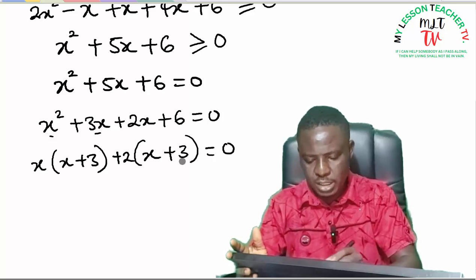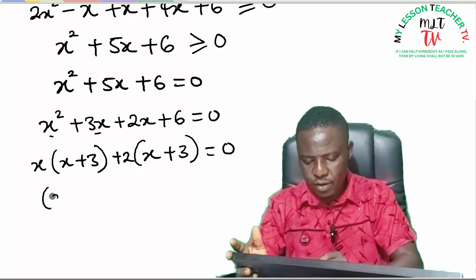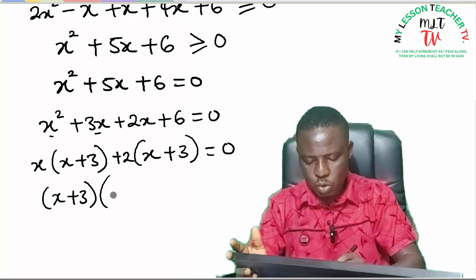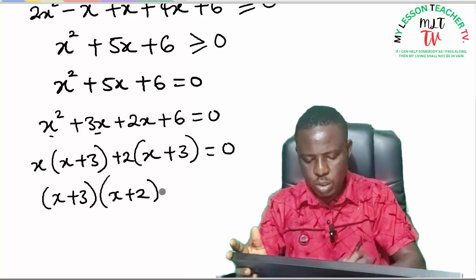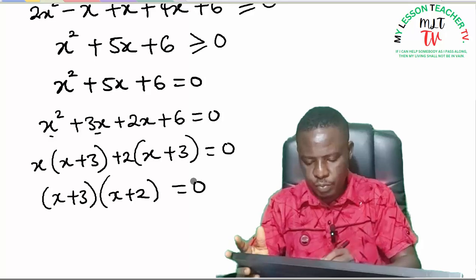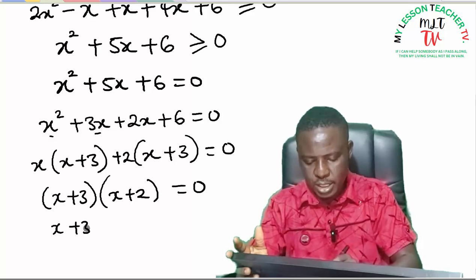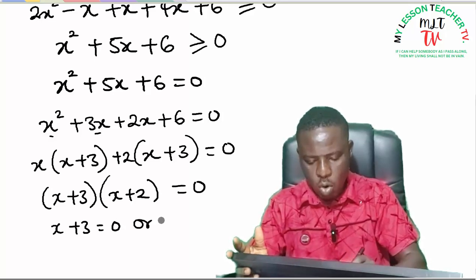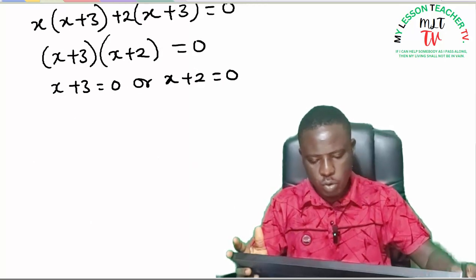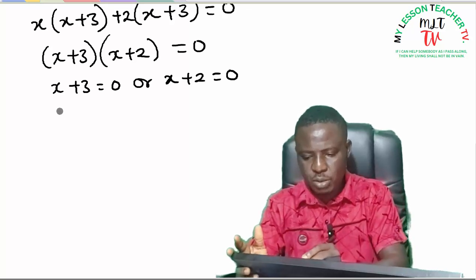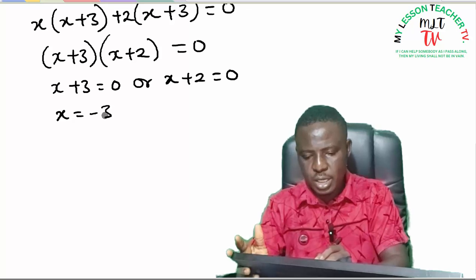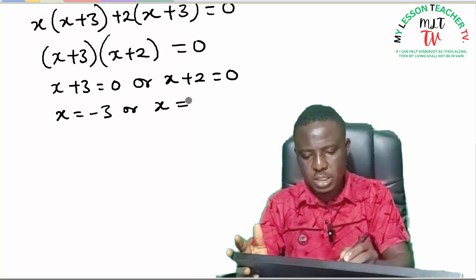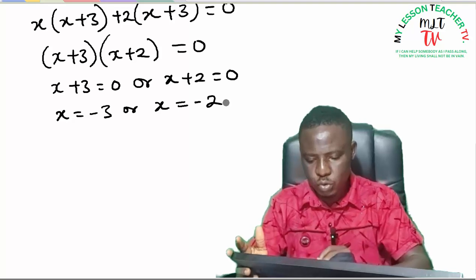Since x plus 3 is still common in both terms, we then factorize it out. x plus 3 into bracket, and when you do that, what you'll be left with is x plus 2 is equal to 0. So we have it that x plus 3 is equal to 0, or x plus 2 is equal to 0. So when you make x the subject of the formula, you have x is equal to minus 3 or x is equal to minus 2.